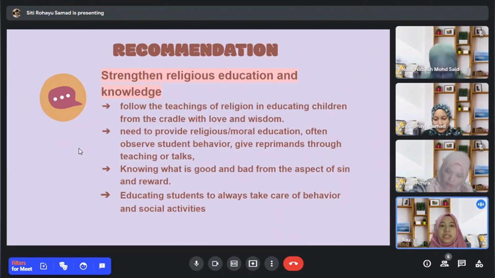A teacher also needs to provide religious or moral education, or often observe student behavior and give reprimands, that we call teguran, through teaching or talks. And the students also need to know what is good and bad from the aspect of sin and reward. And lastly, educating students to always take care of their behavior and social activities.